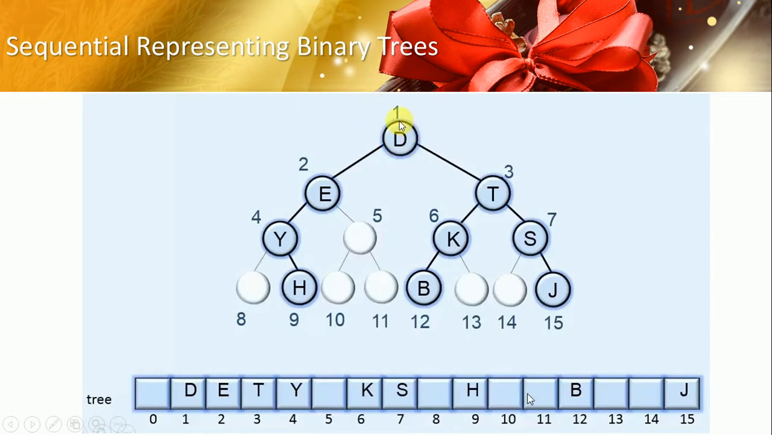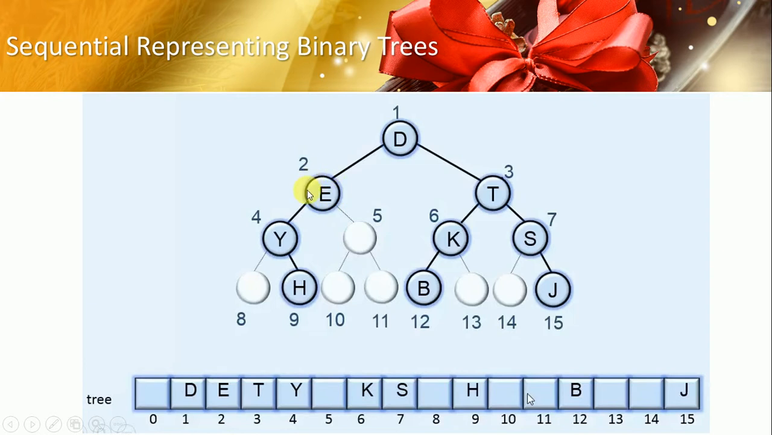This is the root node. The root node is stored at location 1, which means TREE[1] is equal to D, which contains the contents of the tree. Now the left child is going to be stored at 1 multiplied by 2, which is equal to 2. So in the array, position 2 will contain E. Now the right child is going to be stored at 1 multiplied by 2 plus 1. So 2 plus 1 is equal to 3. Location 3 will contain T.